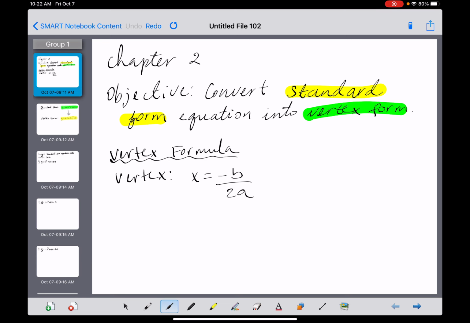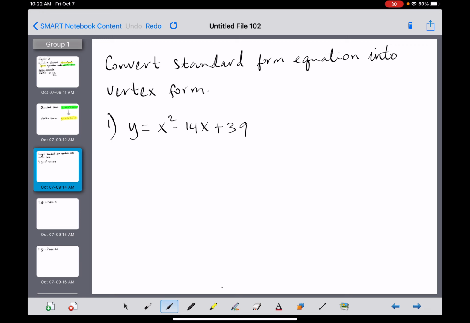So let's look at number one. In number one, we have this standard form equation, and your job is to convert it to vertex form, okay? So step one, find the vertex. Let's identify A, B, C first, okay? A is 1, B is negative 14, and C is 39. And remember, we get all of these numbers from the coefficients of the variables. A is in front of x squared, B is in front of x, and C is the last number.